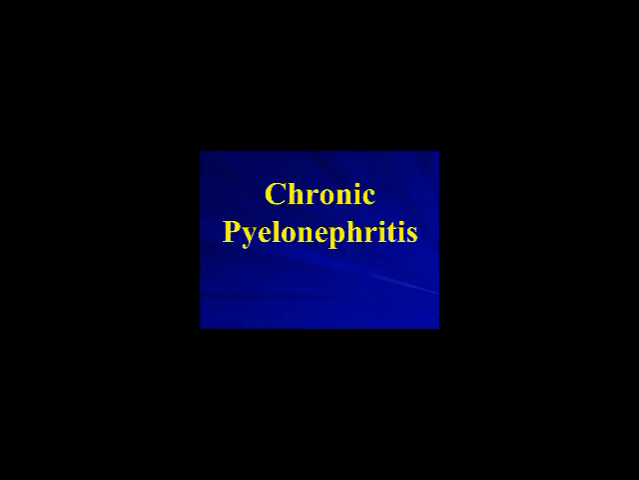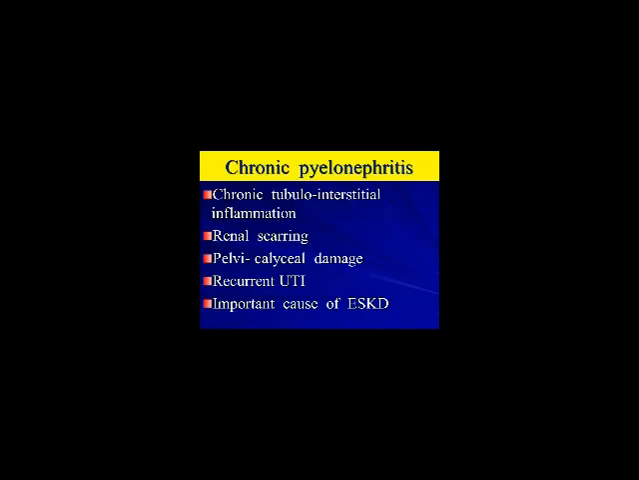Chronic pyelonephritis occurs when acute pyelonephritis is not resolved. So it is characterized by chronic inflammation, and as you know, in chronic inflammation, you have chronic inflammatory cells like lymphocytes, plasma cells, macrophages, and there is renal scarring, and due to scarring, there is damage of the pelvis and calyces. And this chronic inflammation occurs due to recurrent urinary tract infection, and it can lead to end-stage kidney disease.